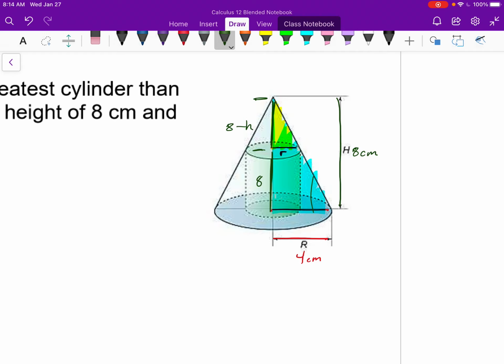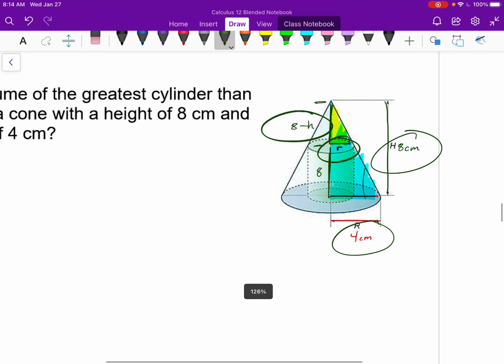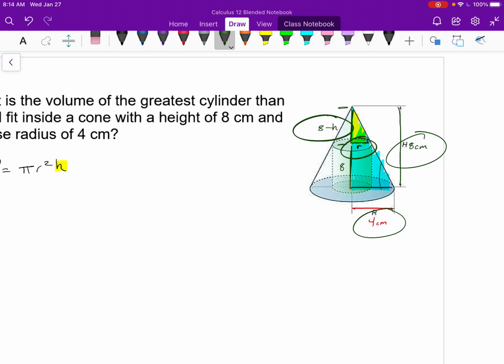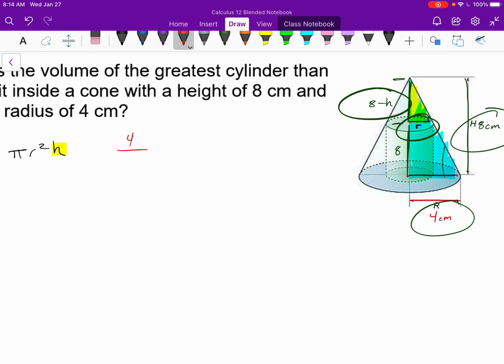And so now if you look at my diagram, I can say 4 over 8 is proportional to r over 8 minus h. Those are always going to be proportional to each other. And there's other ways I could set it up, but that's what I'm going to write down. So again, using similar triangles, I'll write it down here. 4 over 8 is proportional to the radius of the cylinder divided by not the height of the cylinder, 8 minus the height of the cylinder.